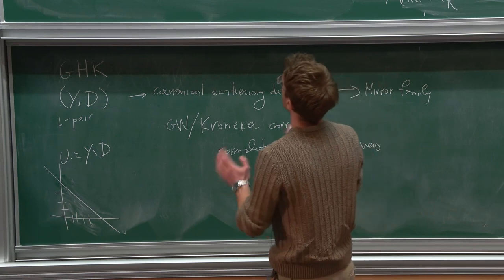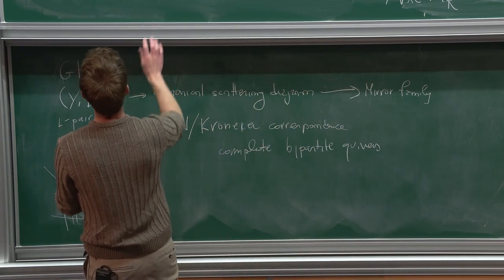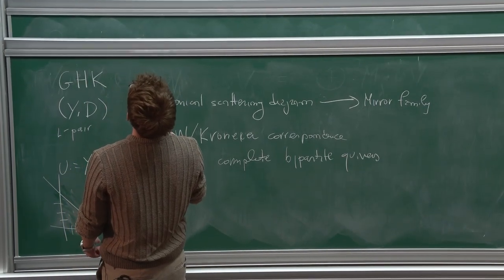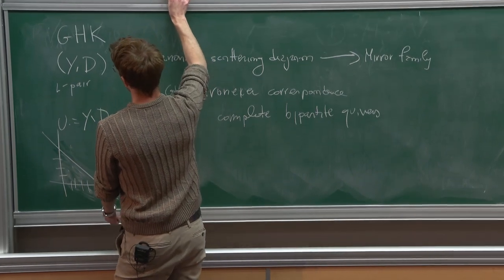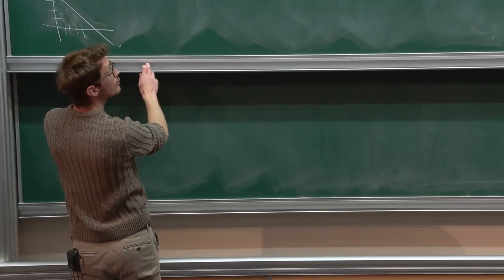Anyway, this was just motivation. Now I will move on to actually describing this formula. So the motivation was for which types of pairs Y and D?